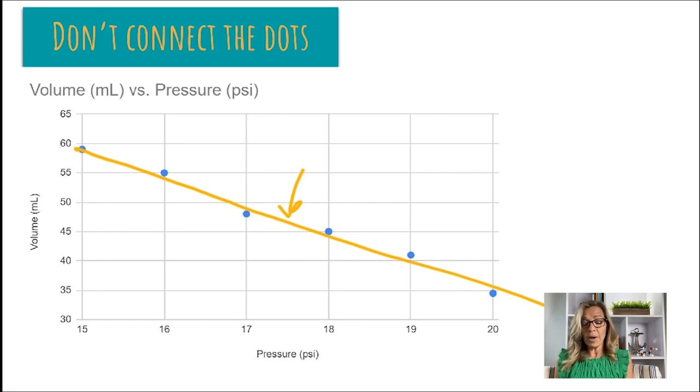So if you have a straight line relationship, it's fine that the straight line doesn't go through every data point. That's good. The real life data just approximates the true relationship. So I hope this helps you guys graph in chemistry or science in general and get all those points on those lab reports.